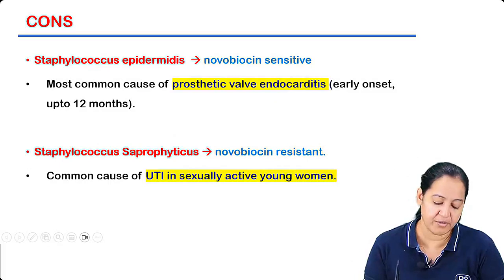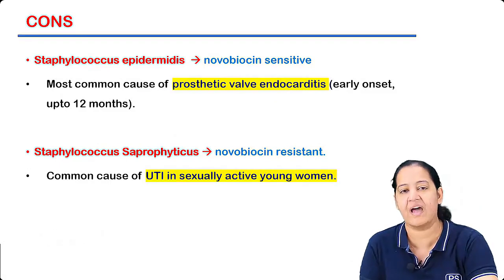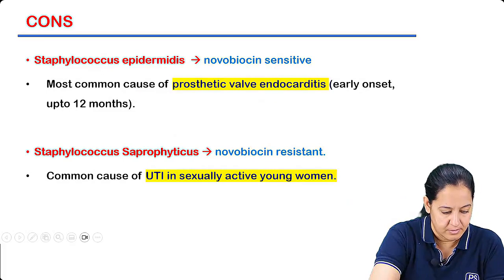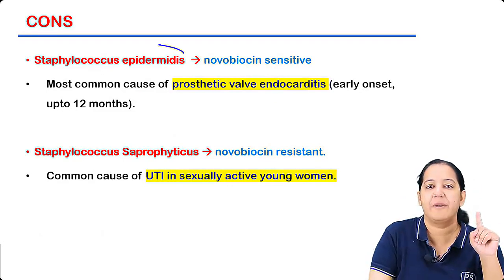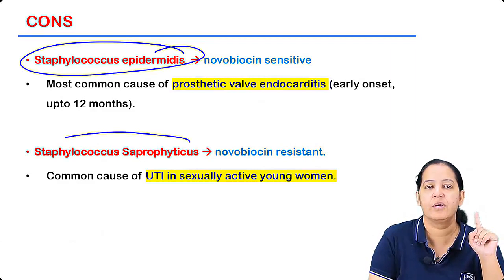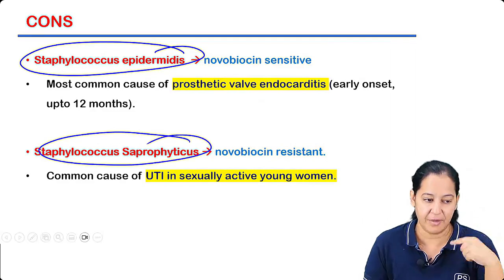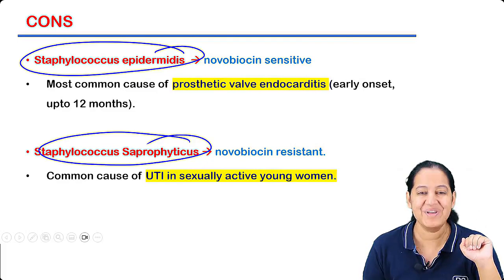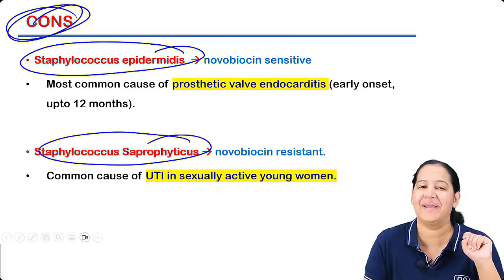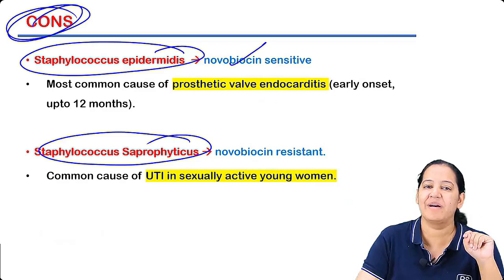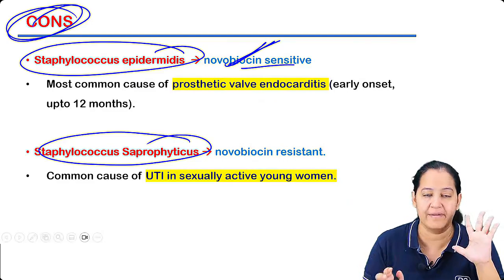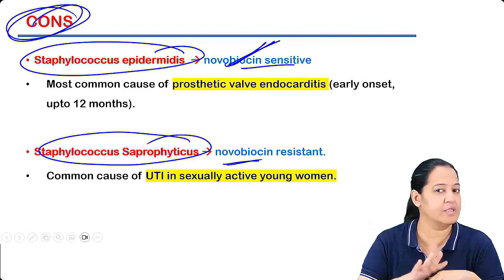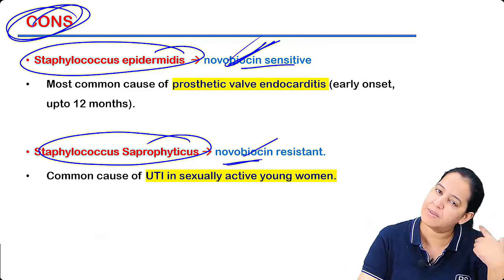Okay, I'm coming to the two side heroes. What are the two side heroes we are having? The first side hero is Staph epidermidis, and the second side hero is Staph saprophyticus. Both of them are CoNS, coagulase negative staphylococcus. This one is novobiocin sensitive, very cowardly, you can say. And this one is very brave, it is not killed with novobiocin. This one is killed with novobiocin.